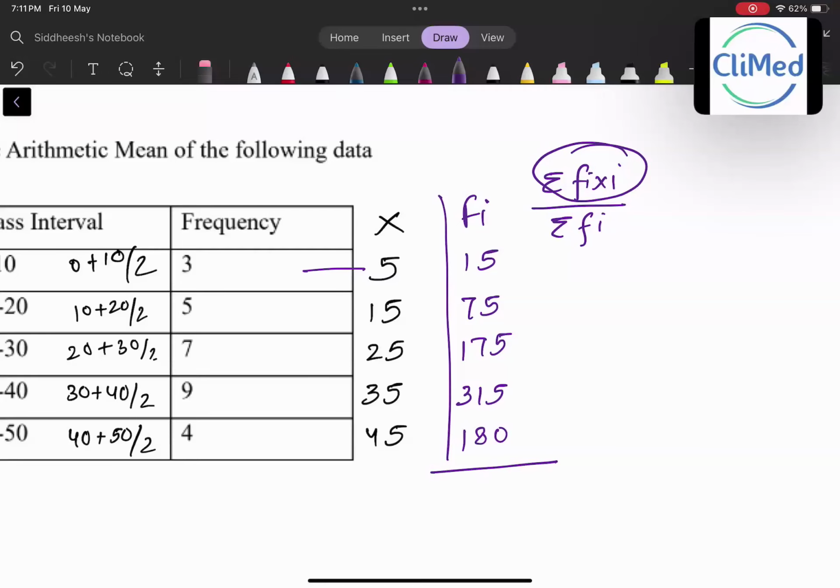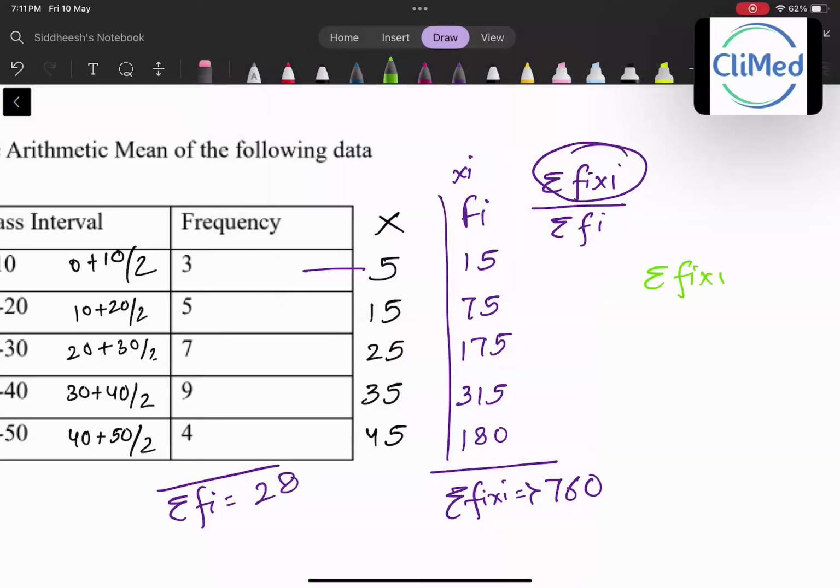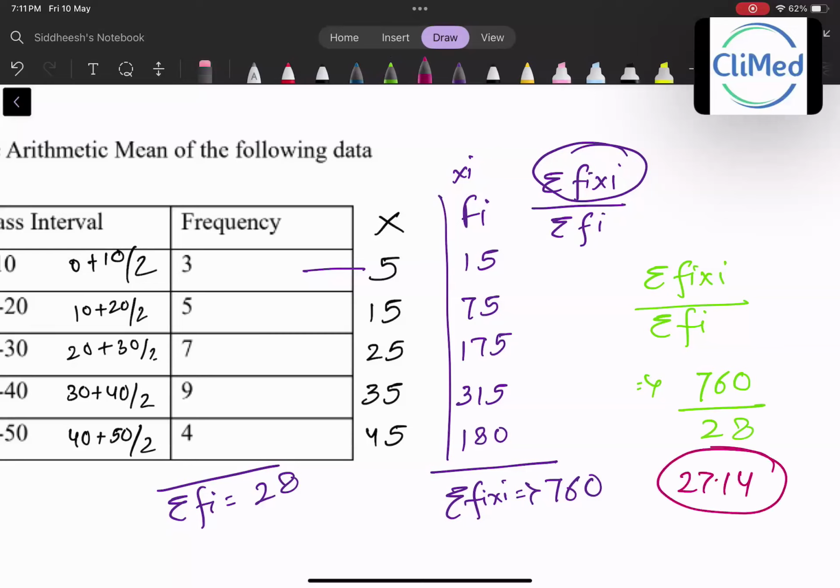So what about summation of Fi xi? Just add it. How much are we getting? 760. What about the frequencies? Sum of frequencies, how much? 28. Now we have the values with us: summation of fi xi and summation of fi. We have to put the numbers, that is 760 upon 28. How much are we getting? Yes, 27.14. This is your answer.